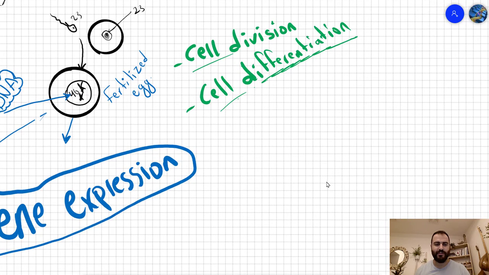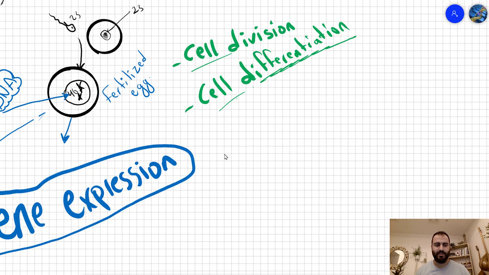Now, the last part is stem cells. Fertilized egg is considered the mother stem cell in your body. This is the first stem cell. So what is a stem cell?